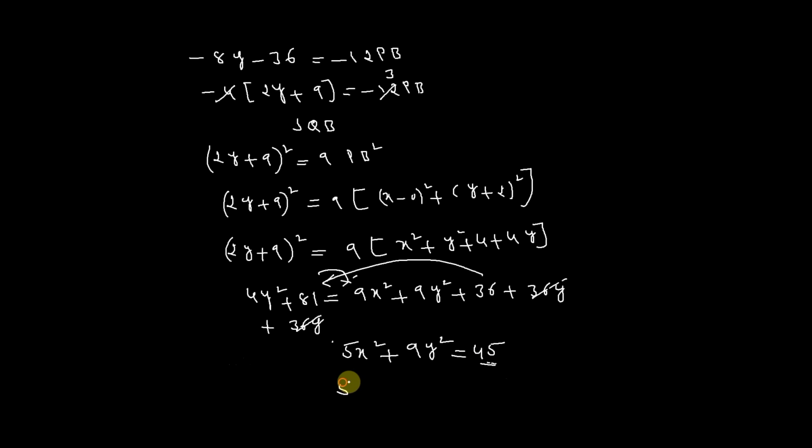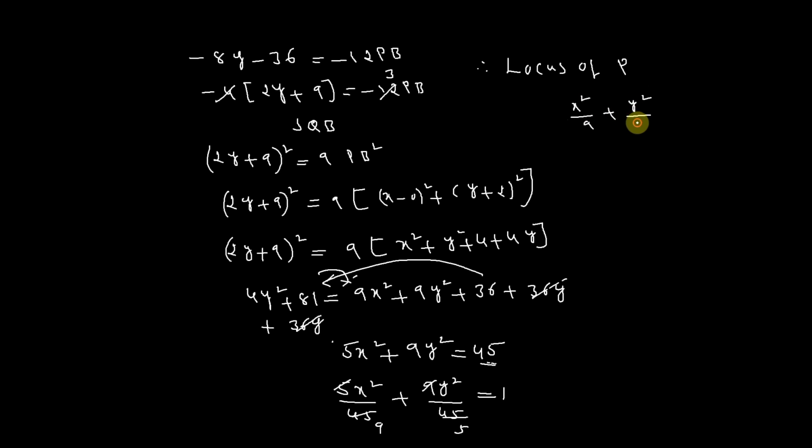LHS and RHS. So 5x square by 45 plus 9y square by 45 is equal to 45 by 45, that is equal to 1. 5 1 ja, 5 9 ja, 9 1 ja, 9 5. Therefore, the locus of P is given by x square by 9 plus y square by 5 is equal to 1. This is the final answer.